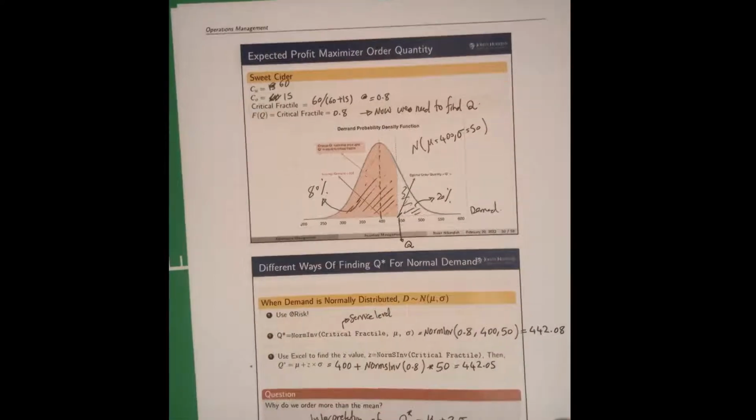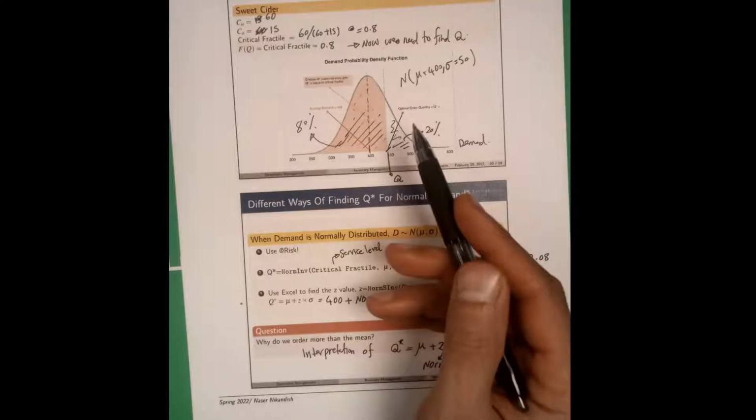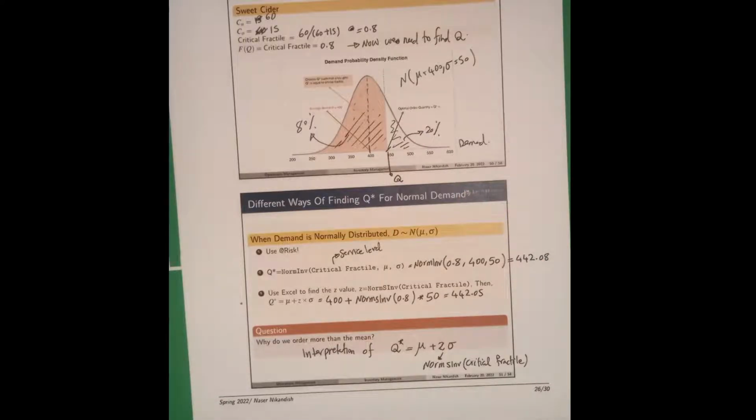Well, how can I find that Q? This is a little bit too much probability and statistics. I thought I was done with probability. You're never done with probability and statistics, especially if you are in the analytics area. How can I find that Q? You can use @Risk, which is software I teach in my simulation course. That one is not an option here, but I put it there to tell you that's one way of finding it.